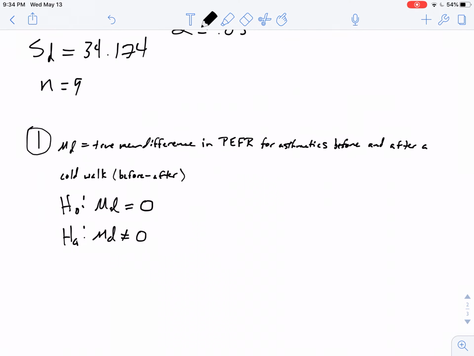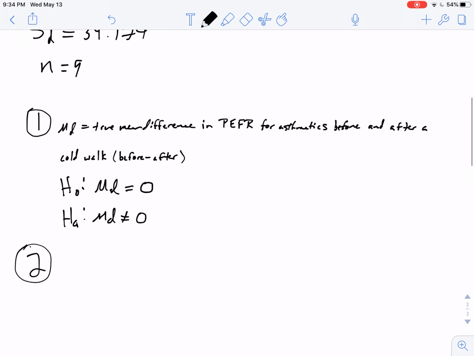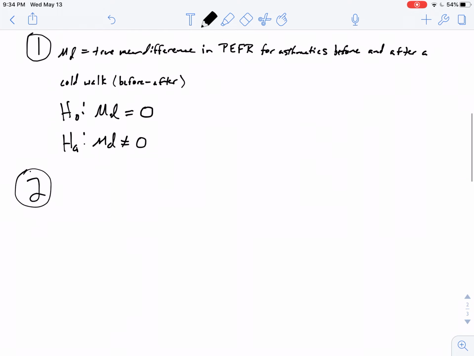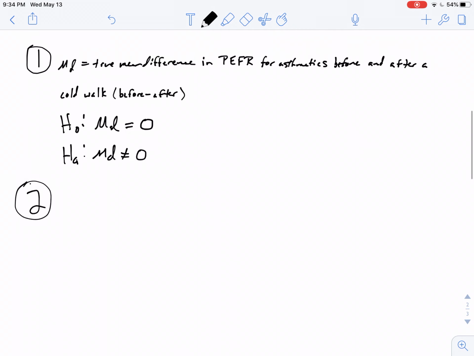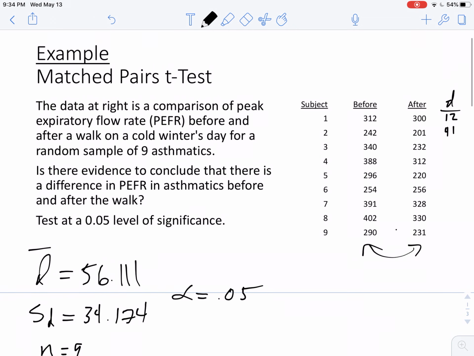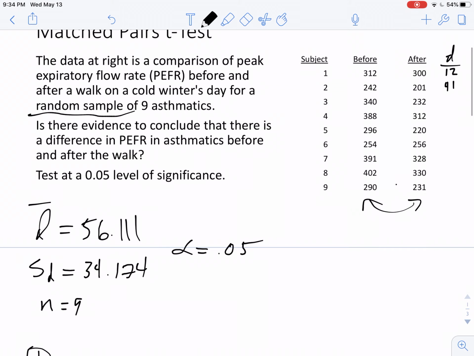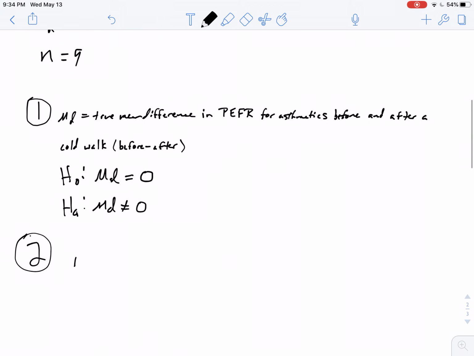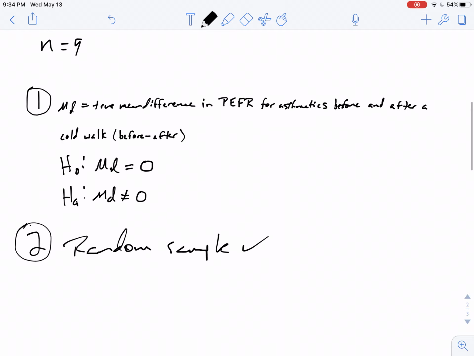Now that I have that done, I'm going to move to step 2. In step 2, I'm going to verify my conditions and then name my procedure. My first condition is that I need a random sample. The problem statement tells me that those 9 people were sampled randomly, so that's good. I'm going to mark that random sample, check.